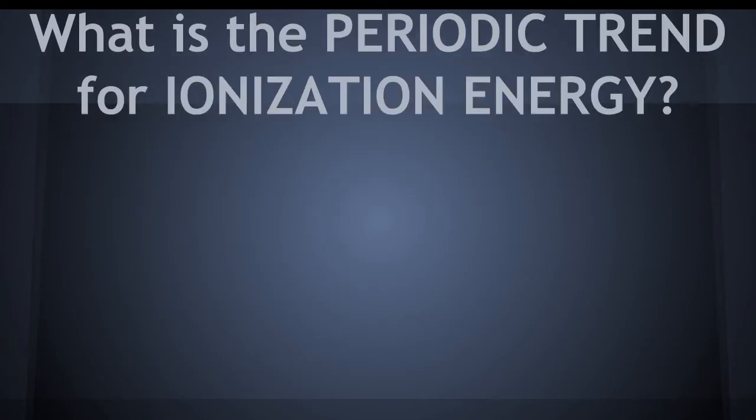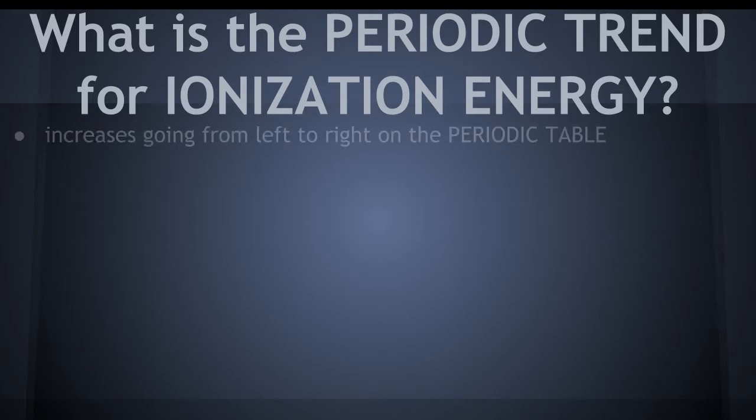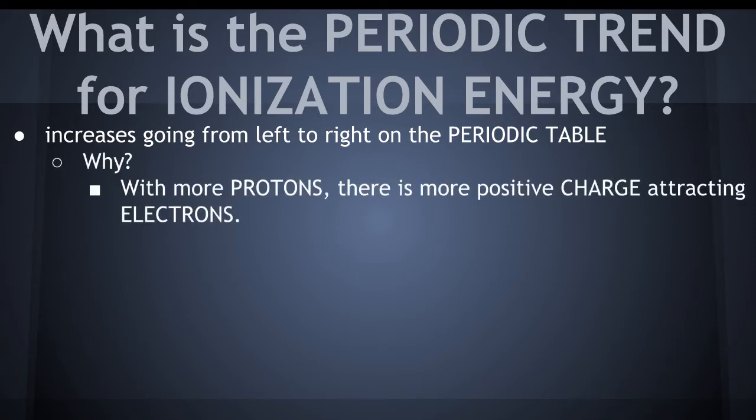So there's a periodic trend for ionization energy, just like there was for electronegativity and atomic radii. For ionization energy, it's really similar to electronegativity in that it increases going from left to right on the periodic table. This time it also includes the noble gases. Now why does it increase going from left to right?